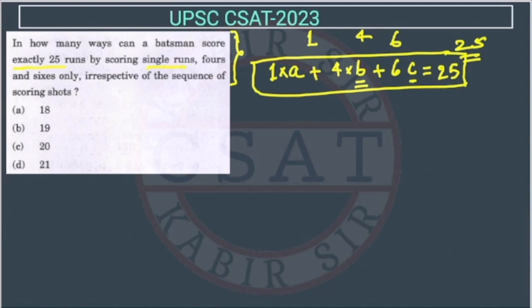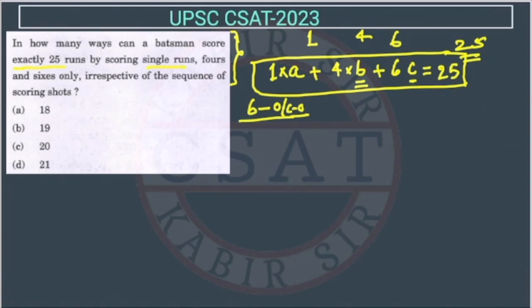So what's the solution? Now suppose he is scoring no sixes. We are assuming he is not scoring any 6, which means C is 0, right? If C is 0, what will happen? Now we will see.